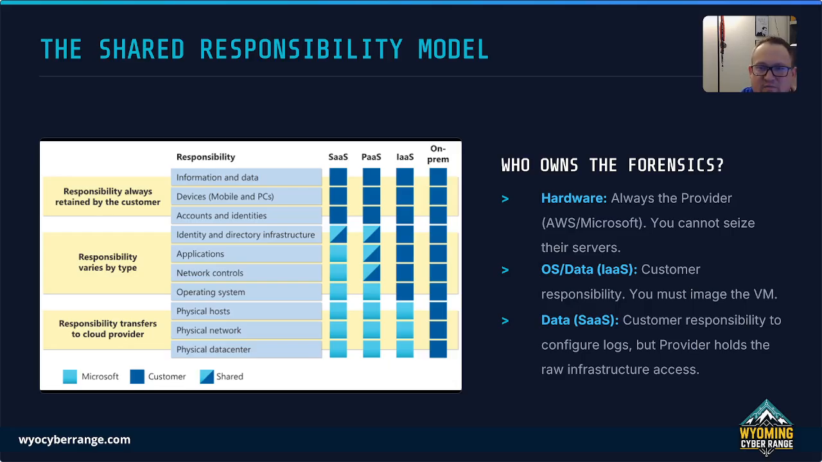Basically the provider holds all the raw infrastructure, but the customer is responsible to properly configure and export their data logs. Just know the exam loves to talk about this one as well. A common scenario question will ask who was responsible for a breach of an operating system in an IaaS environment. The answer should be the customer, not the cloud provider. So make sure that you understand the shared responsibility model and who's responsible for what in the different types of cloud models there are.